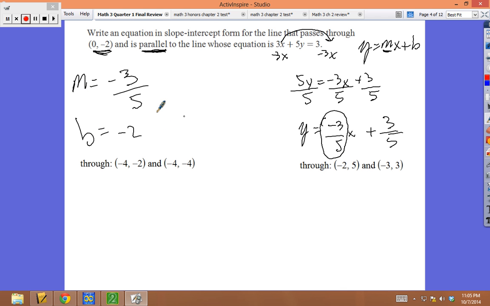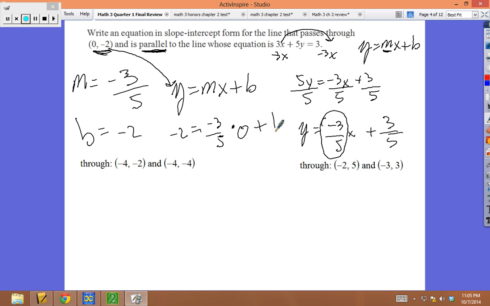But if they didn't, if this would have been a 1, something not 0, then you would have to set it up, y equals mx plus b, and then start subbing in the numbers. You're going to swap out an m for a negative 3/5. Y, you got to put a negative 2 there. M, a negative 3/5, times x. What's my x? 0. And the calculator will do all your fractions, so don't freak out about fractions. And then you'd have to solve for b.